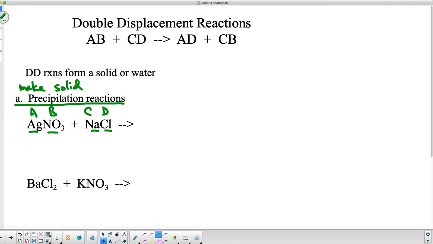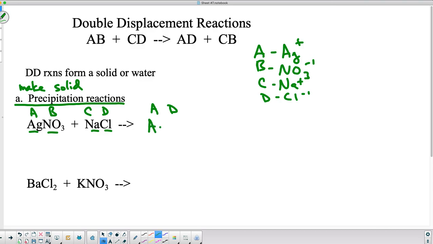So here's what I do when I go to the other side. I'm going to write this out one time, and then I'm not going to do it after that. The A, in this case, is Ag, silver, with a +1 charge. The B is NO3, the polyatomic ion, and that has a -1 charge. The C is Na with a +1 charge, and the D is Cl with a -1. These are my ions that I'm going to switch around. Now the A doesn't move, the A stays still, and the D goes with the A. So that means I'm putting Ag with a +1 and Cl with a -1 together, and then plus, and then I go CB. So the C is the Na with a +1 and the NO3 with a -1.